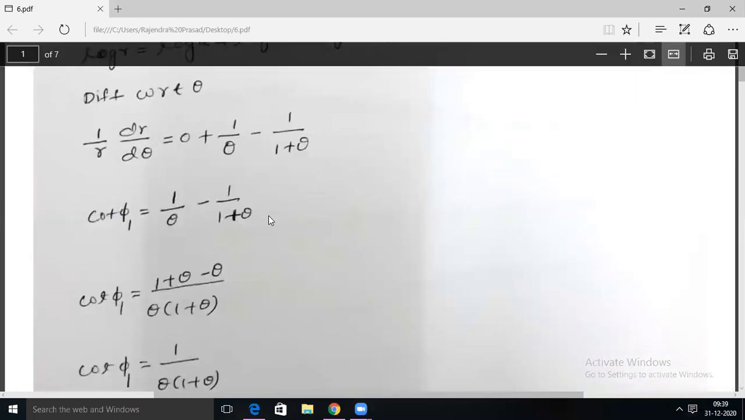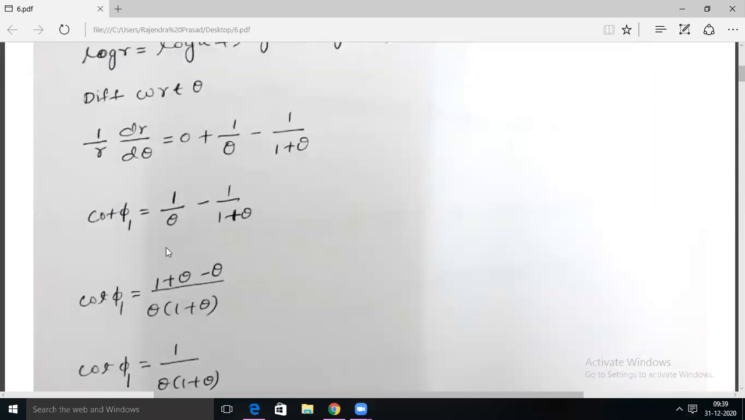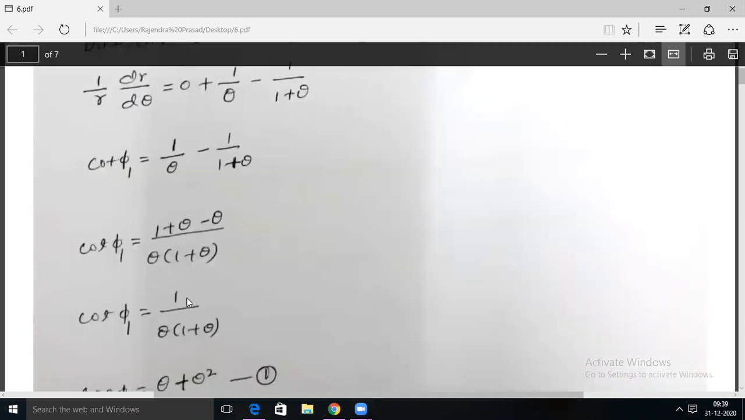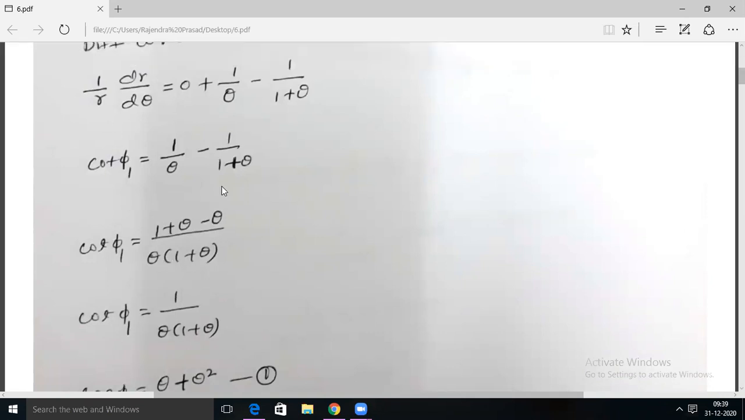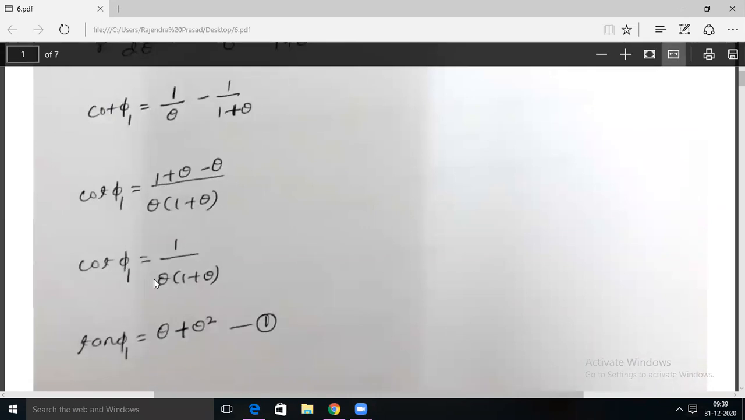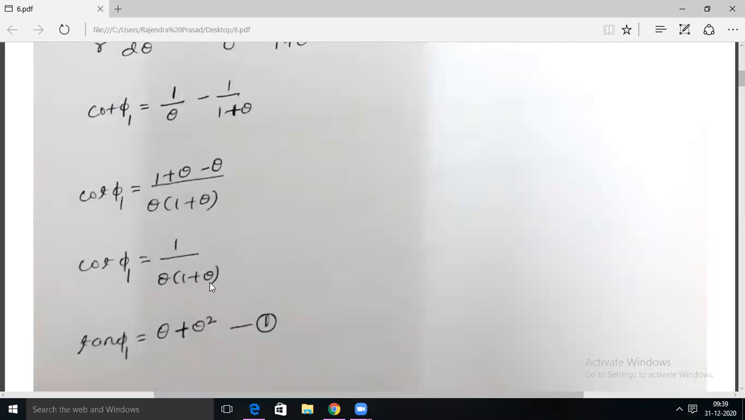Next we have to take the LCM here. 1 by theta minus 1 by 1 plus theta. The LCM is theta into 1 plus theta. In the numerator, theta gets cancelled, so 1 plus theta into 1 gives the numerator 1 plus theta. Then 1 plus theta gets cancelled, theta into 1 gives theta. So in the numerator, plus theta minus theta gets cancelled. So finally we have 1 upon theta into 1 plus theta. Left hand side cot phi 1 keep as it is.